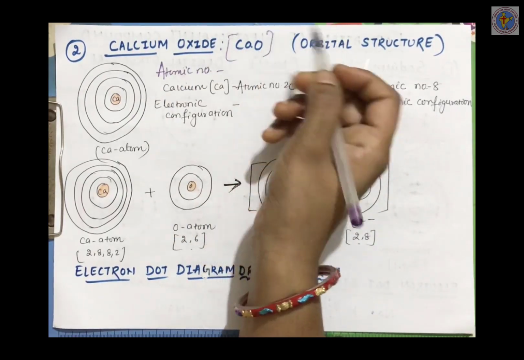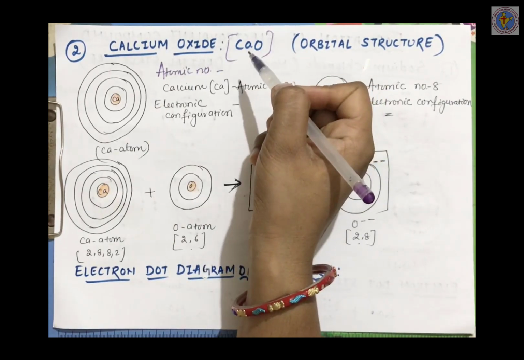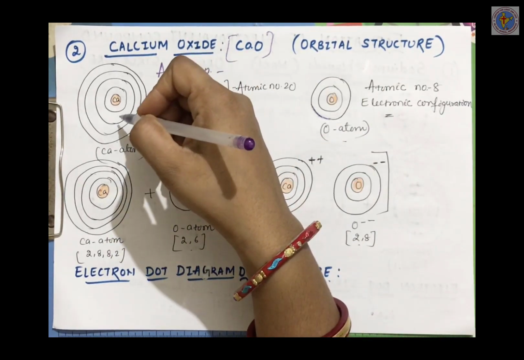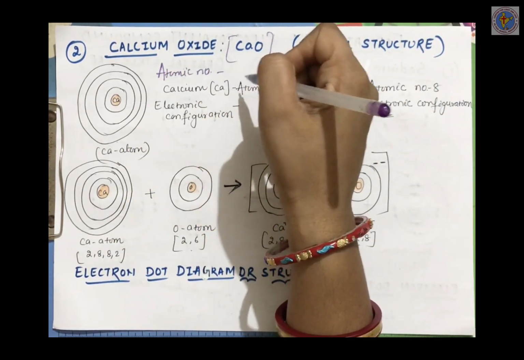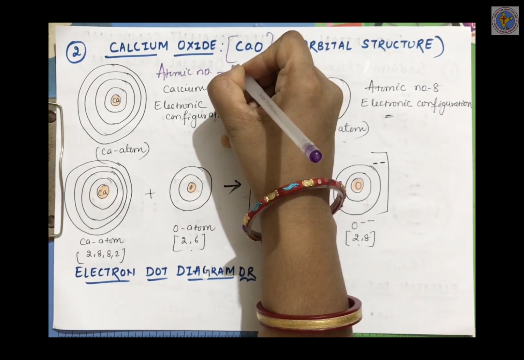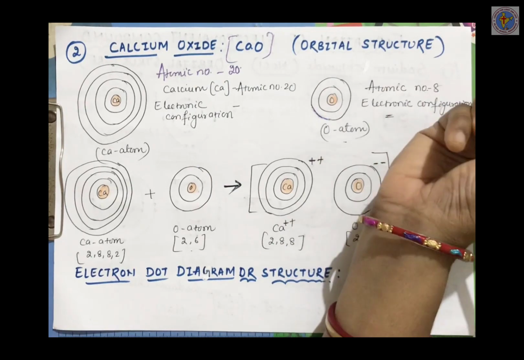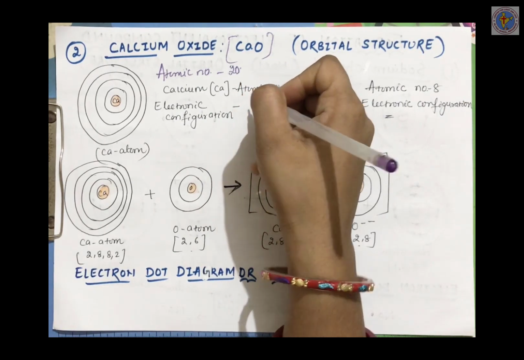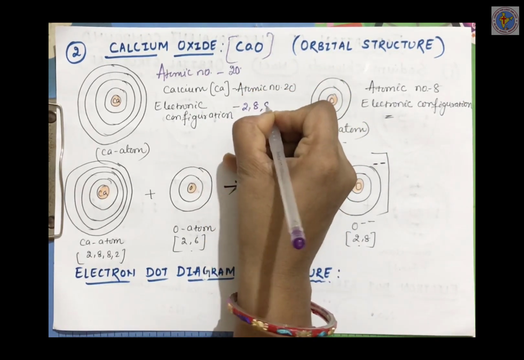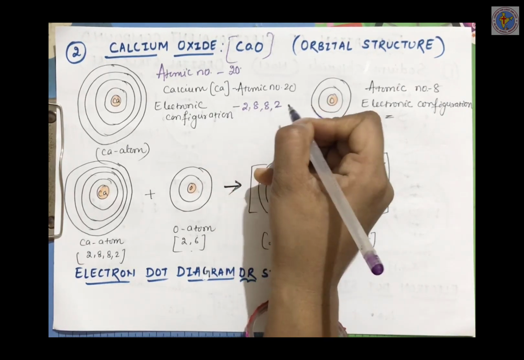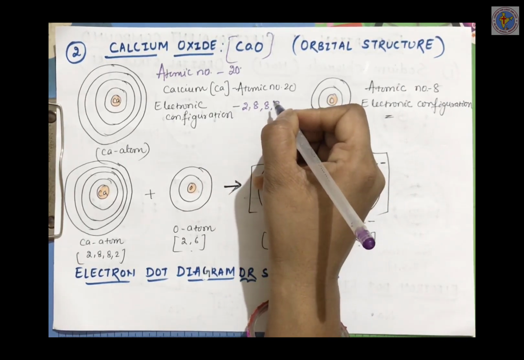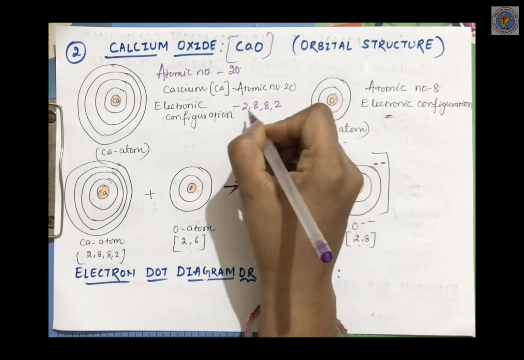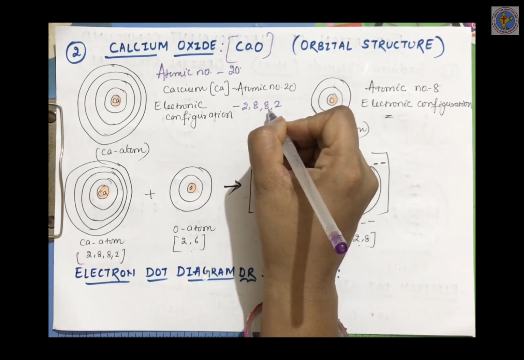Now let us learn about calcium oxide, that means the formation of calcium oxide. First we'll learn about the calcium atom, then about the oxygen atom. Children, you see here the calcium atom. Tell me, what is the atomic number of calcium? It is 20. Now, how can we write the electronic configuration of the calcium atom? It can be written as 2, 8, 8, 2. Children, we cannot write 2, 8, 10. As I told you, the maximum number of electrons the outermost shell can accommodate is 8, not more than 8.